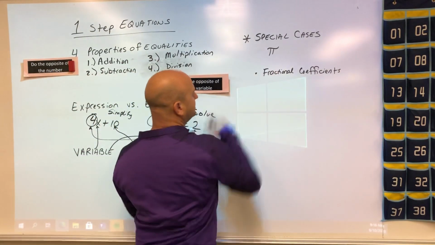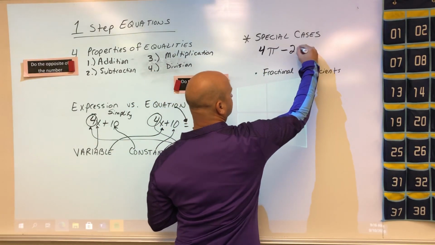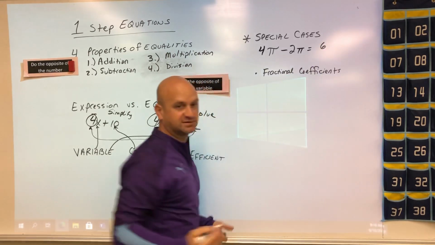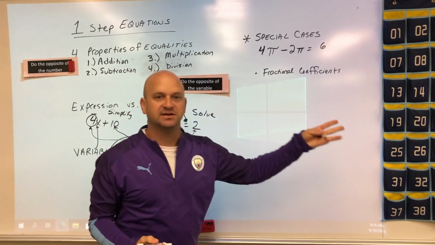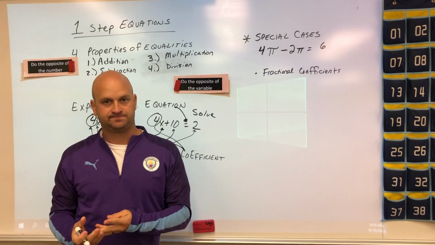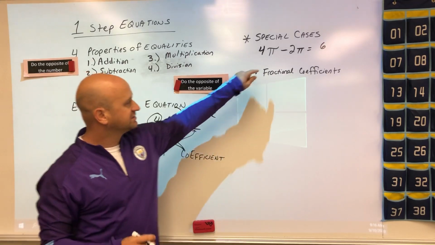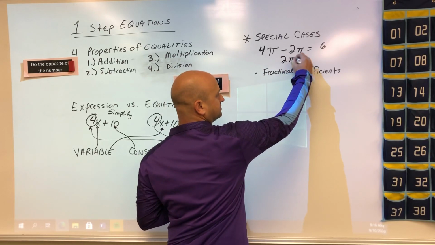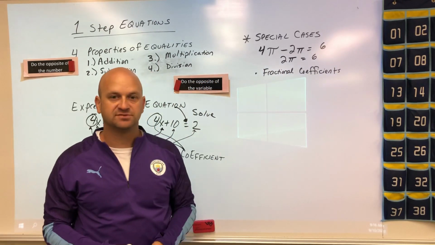What if we get an example of this? 4 pi minus 2 pi is equal to 6 or something like that, okay? How would you solve that? Well, consider pi as a variable in this case. So what would happen? It would be 4 pi minus 2 pi, which would give you 2 pi, and then that would equal 6, and you could solve it from there if you wanted to.